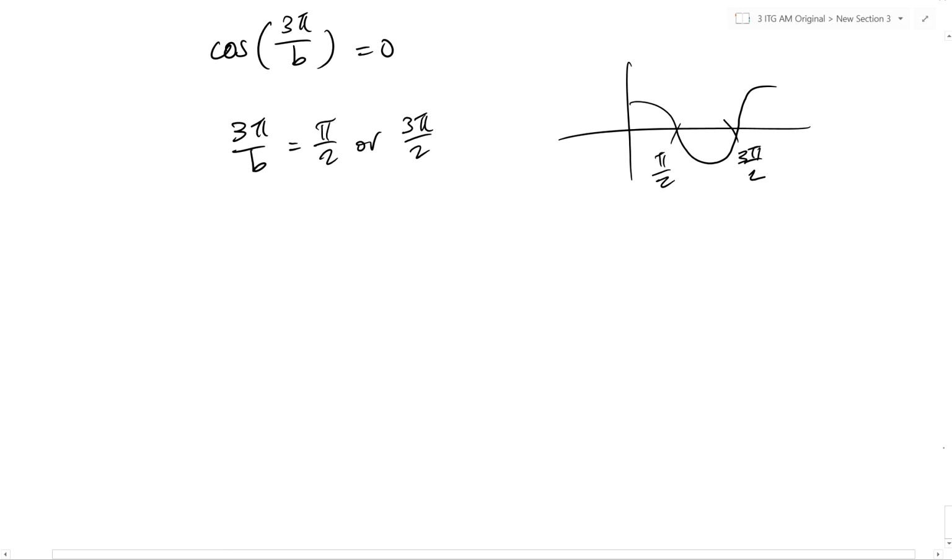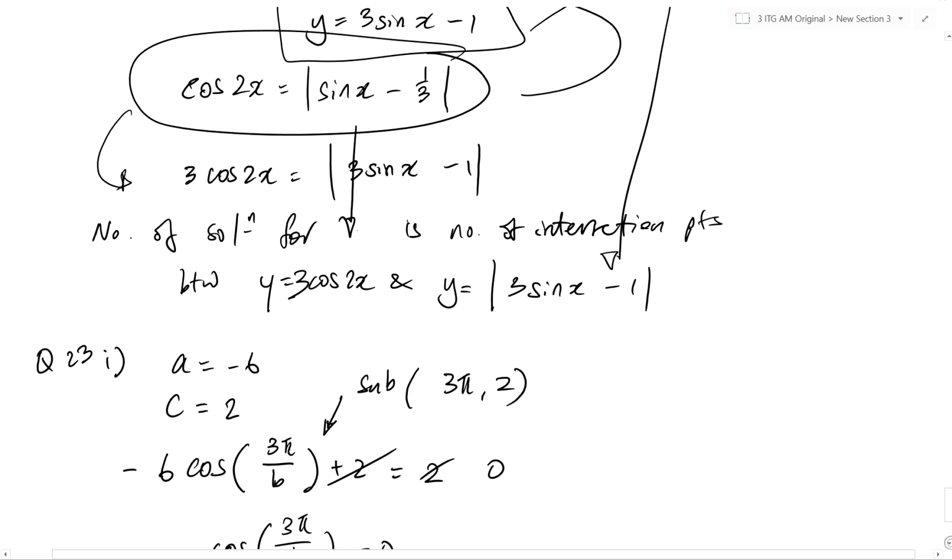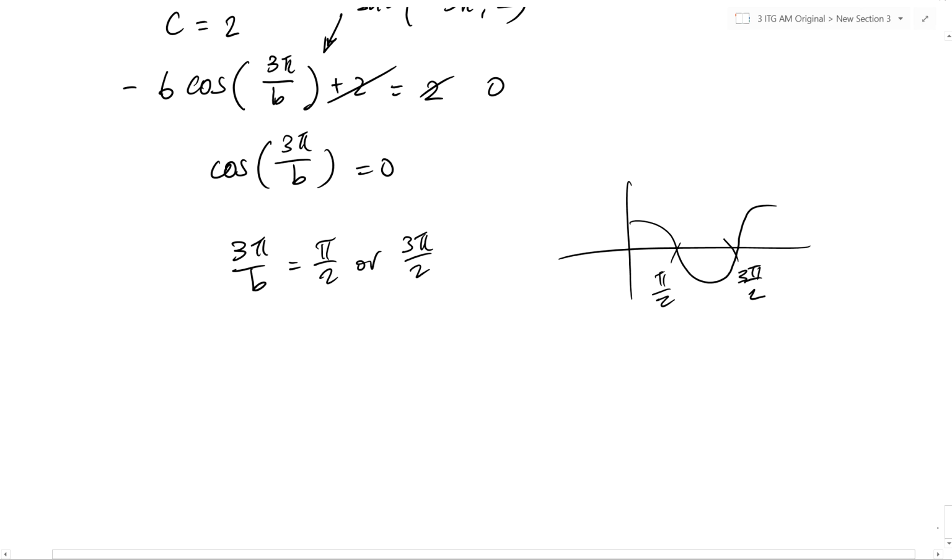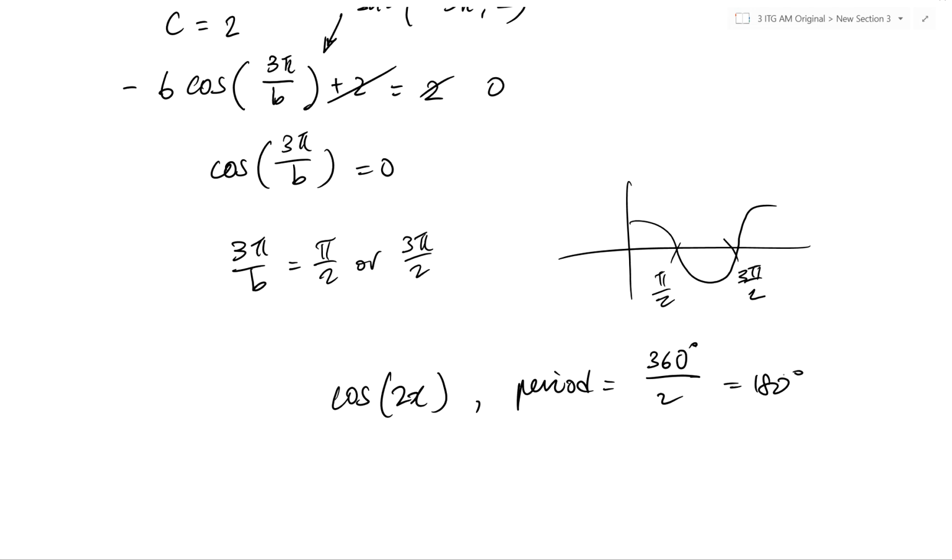Looking at the shape of the graph, we know that a cosine graph has period of 360. Does this graph look like it has a higher frequency or lower frequency than a usual graph? Lower, so we expect the value of b to be bigger than 1. For example, for cosine 2x, the period is 360 over 2, which is 180. We are able to squeeze more inside the same interval. But in this case, the frequency is smaller, so we expect the value of b to be greater than 1.